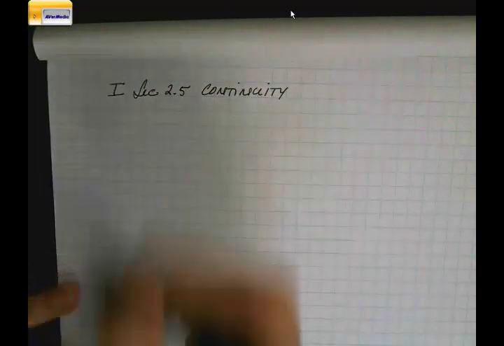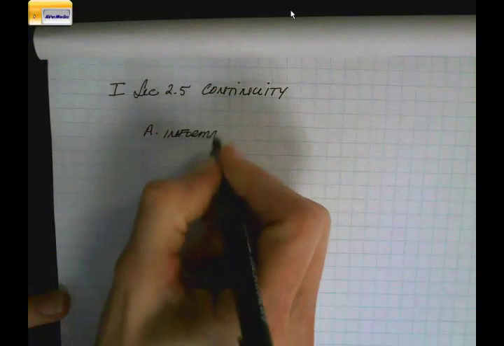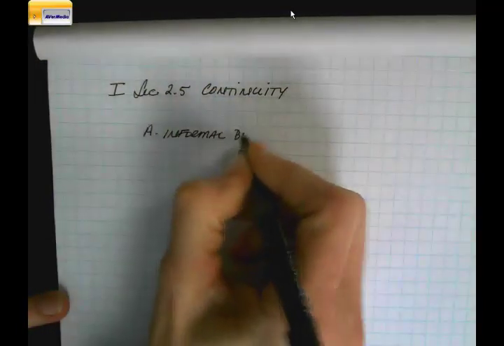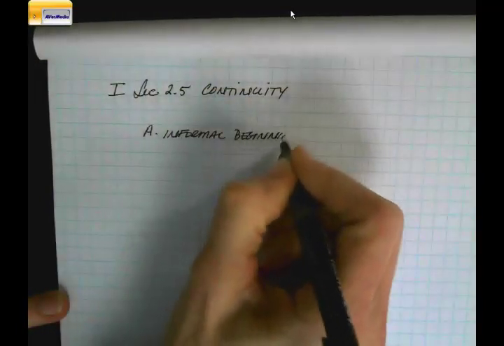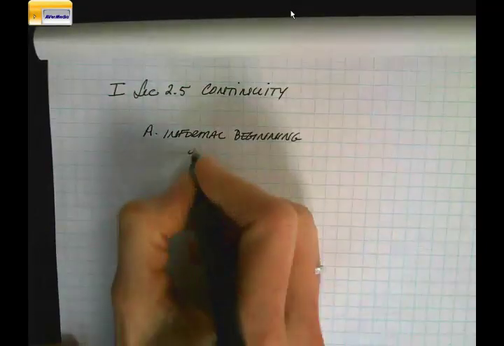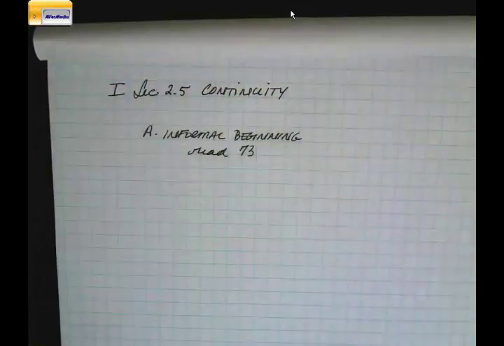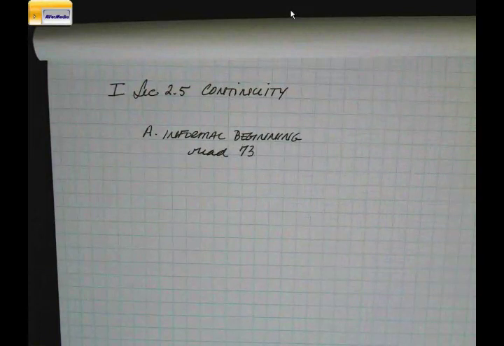Okay, so just a little informal beginning on this. When we talked about something being continuous, I'm going to go straight to the textbook and read what they have written, because they do a good job on page 73 of kind of prepping you for this section. Okay, page 73, an informal beginning.